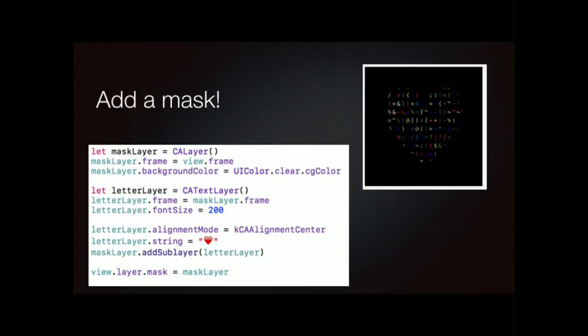And then we simply add a single character used in that text layer, add the sublayer, and set the host layer's mask to our new mask layer, and then we get that nice. It's kind of hard to tell on that screen, but it's the letters in that shape. So that's cool, but it's not animated.